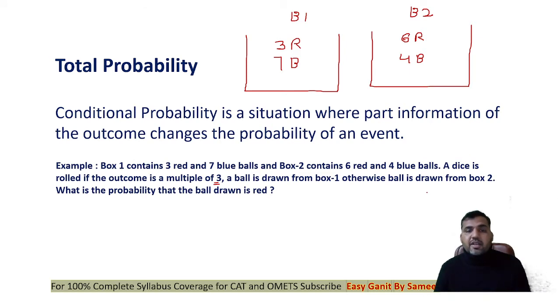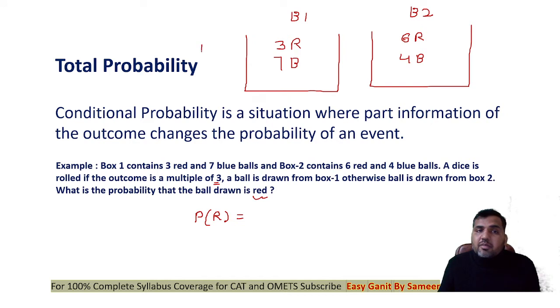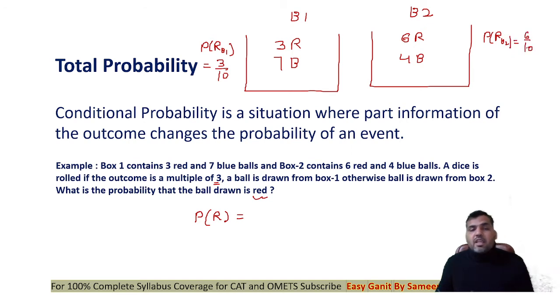What is the probability that the ball drawn is red? So guys, in this question we are supposed to find the probability of drawing a red ball. The probability of drawing a red ball from box 1 is different from the probability of drawing a red ball from box 2. The probability of taking the red ball from box 1 is 3 upon 10, and from box 2 it is 6 upon 10. Now if I want to find the probability of drawing a red ball, I first need to know which box I'm picking from. I can pick box 1 or box 2.